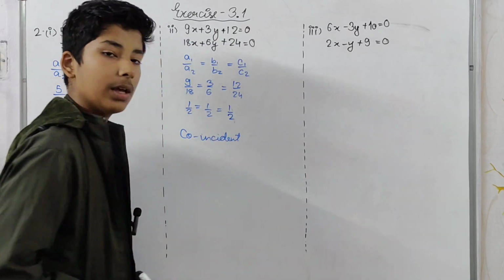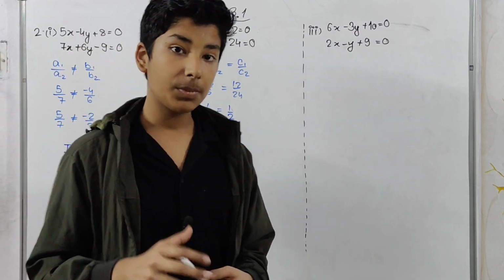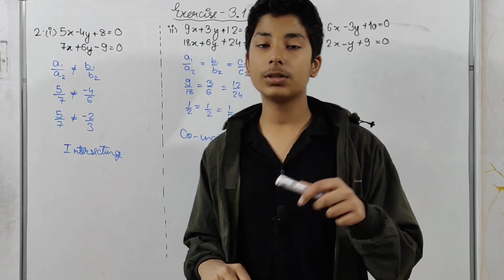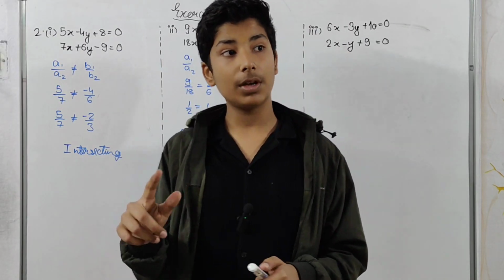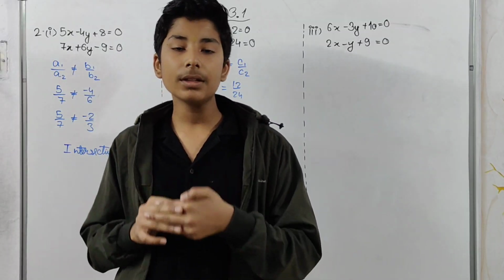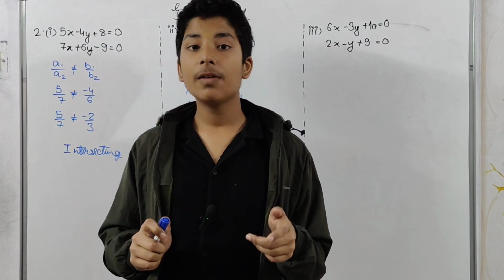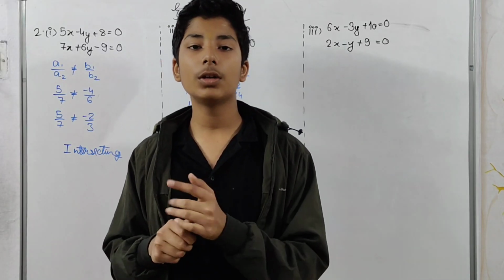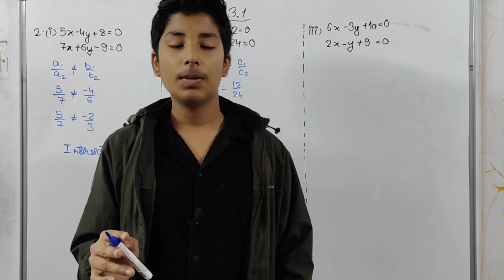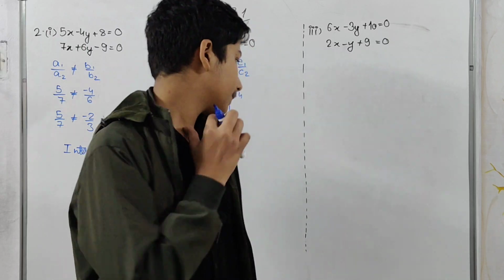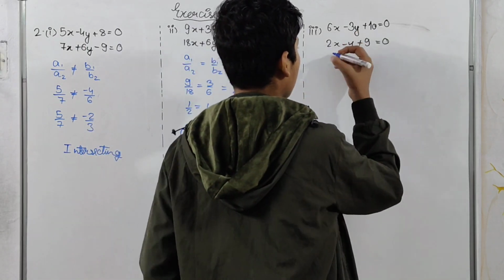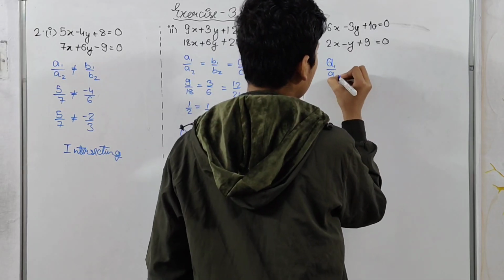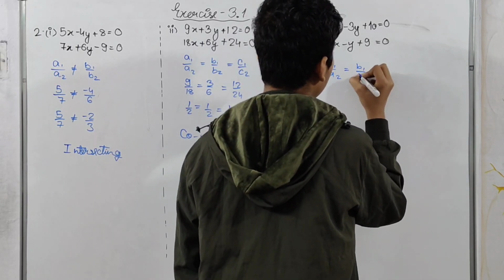You all must remember, if a1 by a2 is not equal to b1 by b2, then it is a unique solution, means the lines are intersecting. If a1 by a2 equals b1 by b2 but not equal to c1 upon c2, then the lines will be parallel. But if all three ratios, means a1 by a2, b1 by b2 and c1 by c2, are equal to each other, then the lines will be coincident. Now this one, a1 upon a2 equal to b1 upon b2.